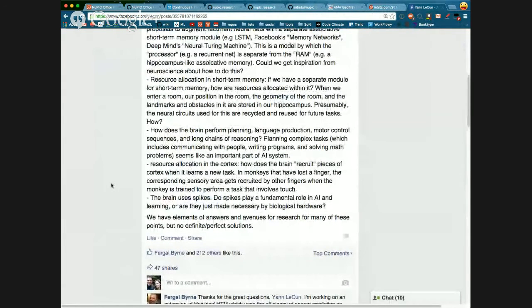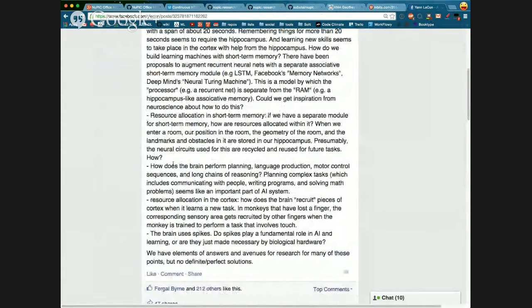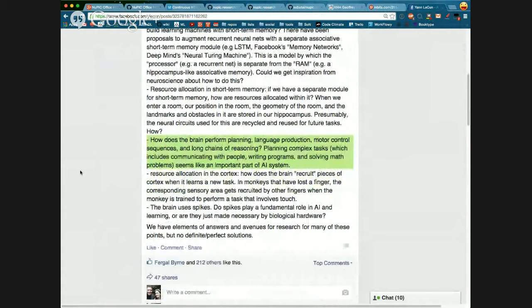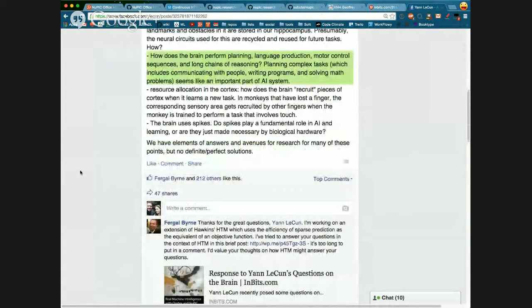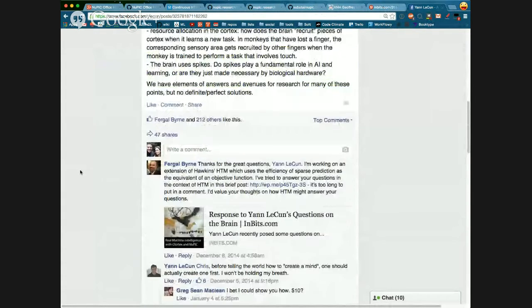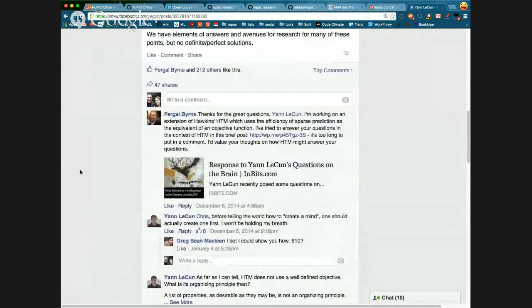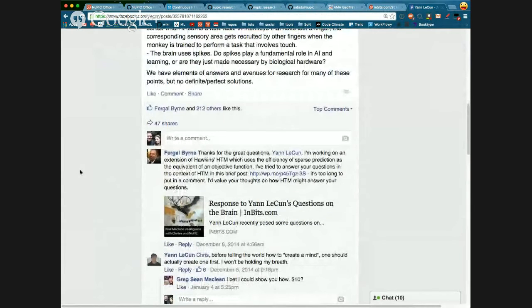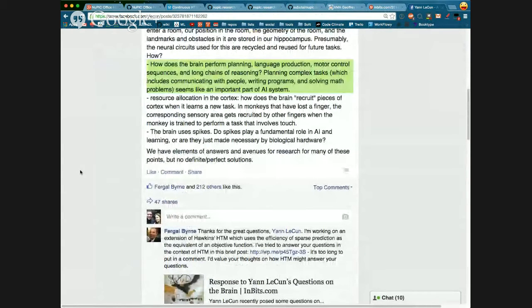There's a question around, how does the brain perform planning, language production, motor control sequences, and long chains of reasoning? Well, the planning and motor control is what we're focused on right now. Yeah, we're doing that. That's what we're trying to understand. So we agree that that's an important set of properties for intelligent systems. We have answered something. I just saw another question there, about spikes. It says the brain uses spikes. Do spikes play a fundamental role in AI and learning, or are they just a necessary biological hardware?